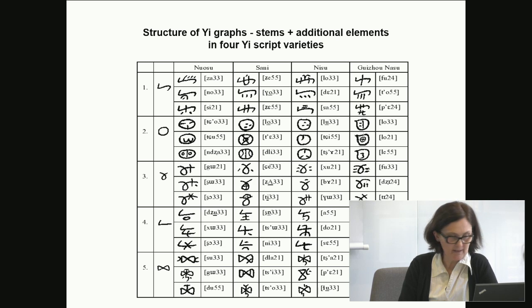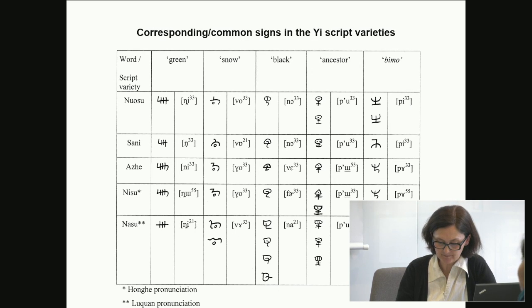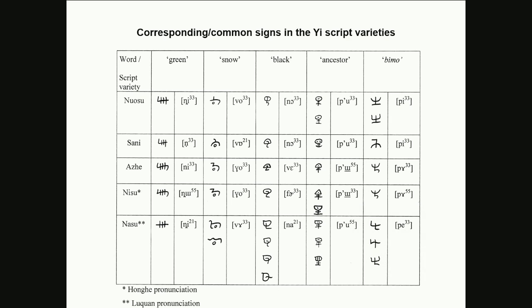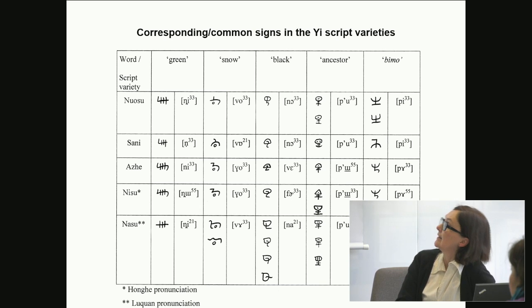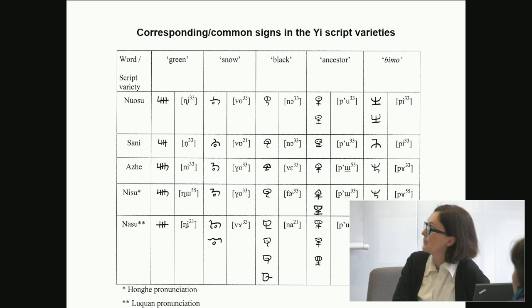The similarities include the type and position of strokes, which sometimes could vary, the general appearance of a graph, possibly the most important factor, and also the number of strokes, which sometimes could vary. The illustration shows five groups of corresponding signs which I identified for five varieties of Yi writing: the Nosu, the Sani, Axi, Nisu, and Nasu.